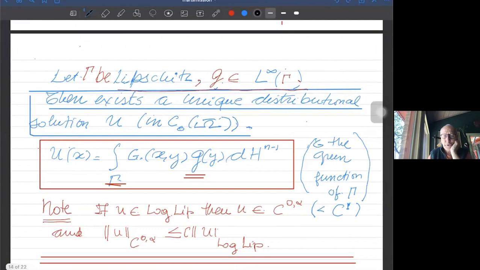So U of x, as I was saying, you can write it as the convolution of G, which is the fundamental solution, times g dH n minus one. So this is the integral on the curve, right? And then the other is the boundary, the construction of U, okay? So G is the Green function of gamma. So basically this is a basic and really straightforward first theorem, right?